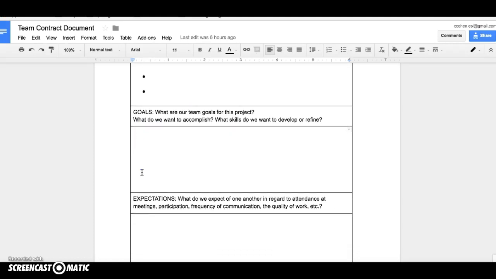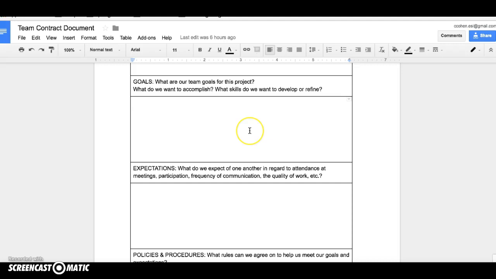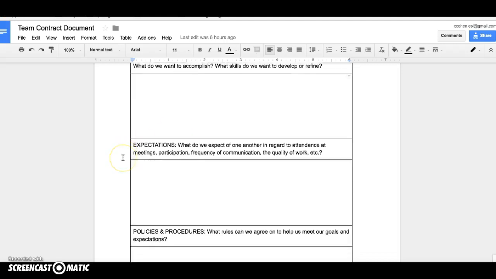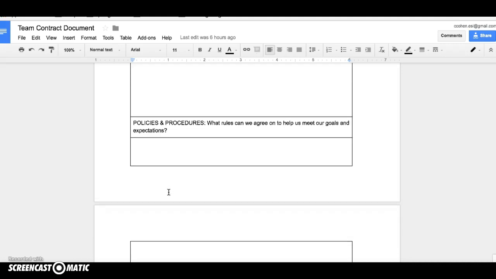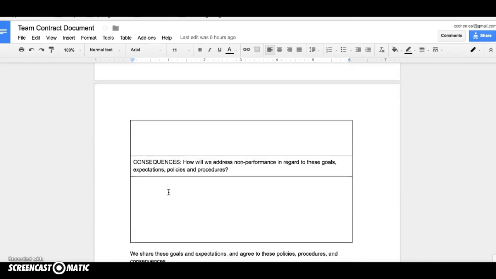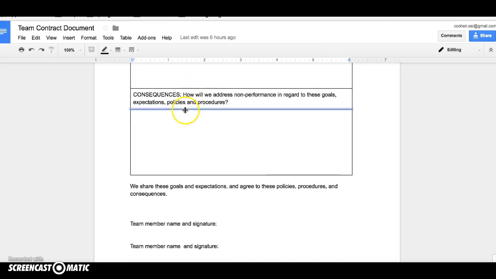Jot down some goals. What do you want to accomplish for this project? What skills do you want to develop or refine? How about some expectations? What do we expect of one another in regard to attendance, meetings, participation, frequency of communication, the quality of work, policies and procedures? This is important. What kind of rules can we agree on to help each other meet our goals and expectations? And lastly, what are the consequences? What are you going to do? How are you guys going to deal with somebody who's not living up to their expectations or not fulfilling the requirements that you guys have set?